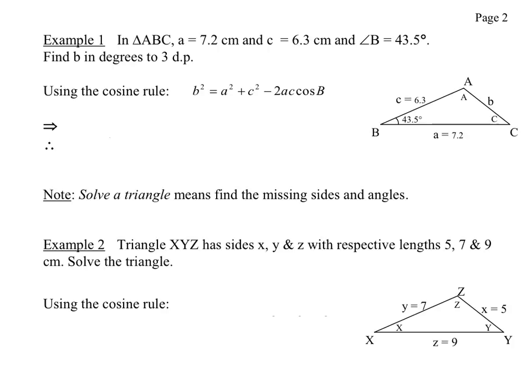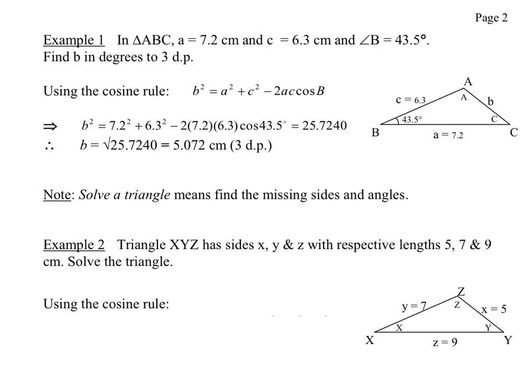Okay, plug in our values. If we put the 6.3 in place of the c, and the 7.2 in place of the a, and the 43.5 in place of the B, what we should end up with is something like this. So b squared equals that. You can then do that calculation so that b squared is equal to 25.7. And so to find out what b is going to be equal to, just do the square root of that. And the square root of 25.7 is roughly 5.07 to 3 decimal places.